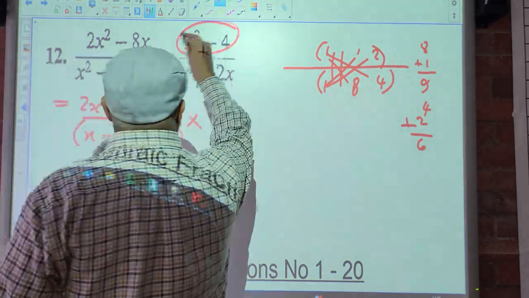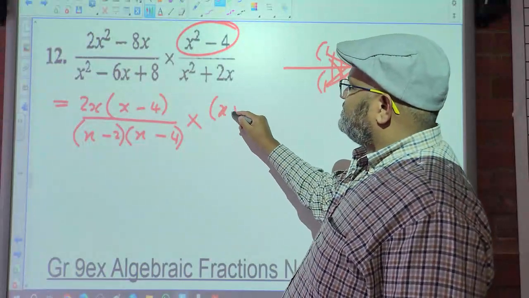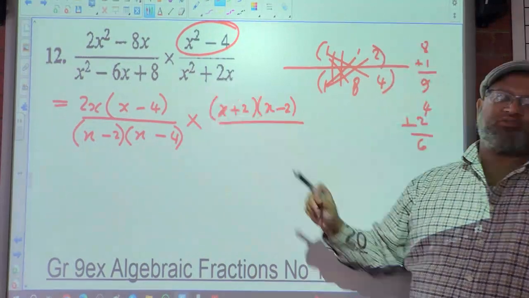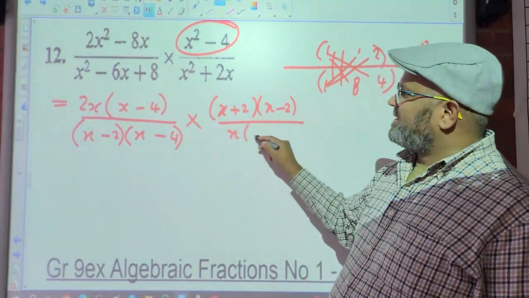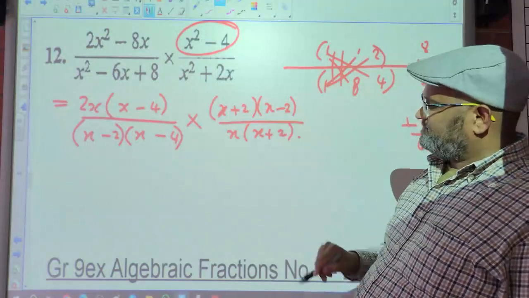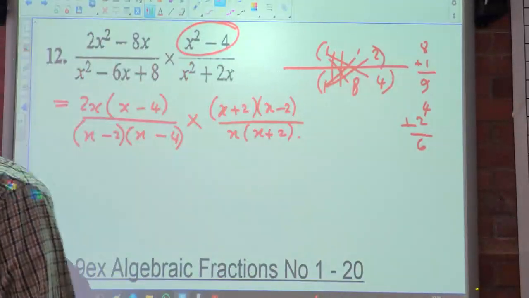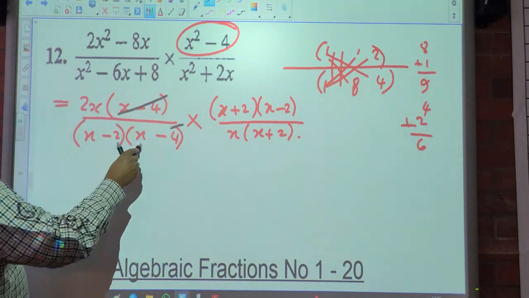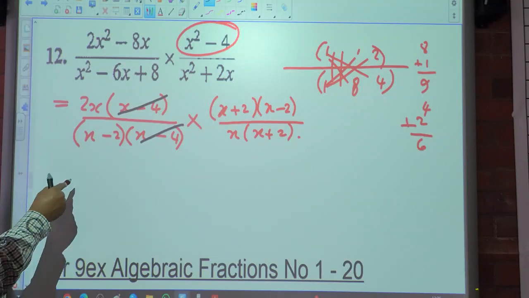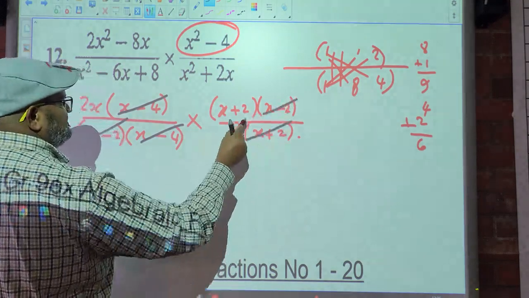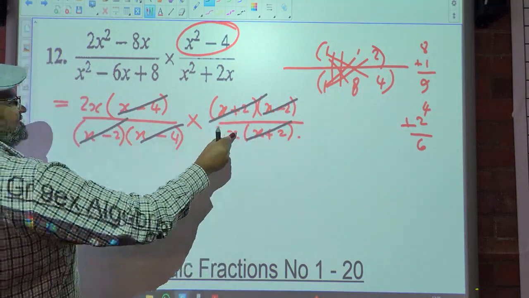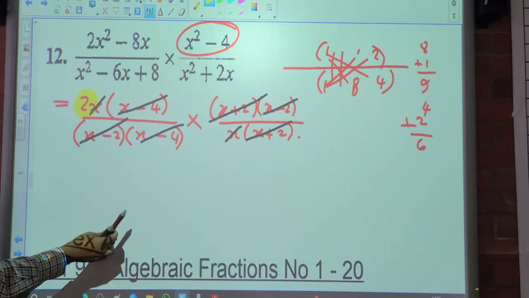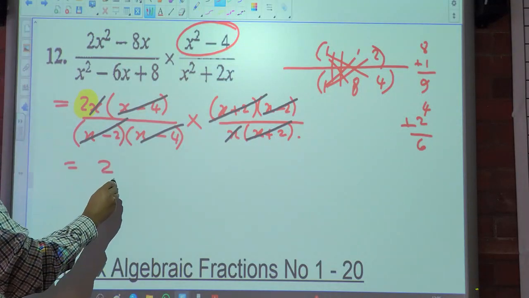What's the factorization here? Difference of squares. There's x plus 2, x minus 2 over... What's common there? x. I'm left with... Now what? What can be done now? Cancel. x minus 4 cancels x minus 4. What else cancels? x minus 2, x minus 2. x plus 2, x plus 2. x and x. So what are we left with? Only the 2 in the numerator. So it's 2 over 1, which is 2.